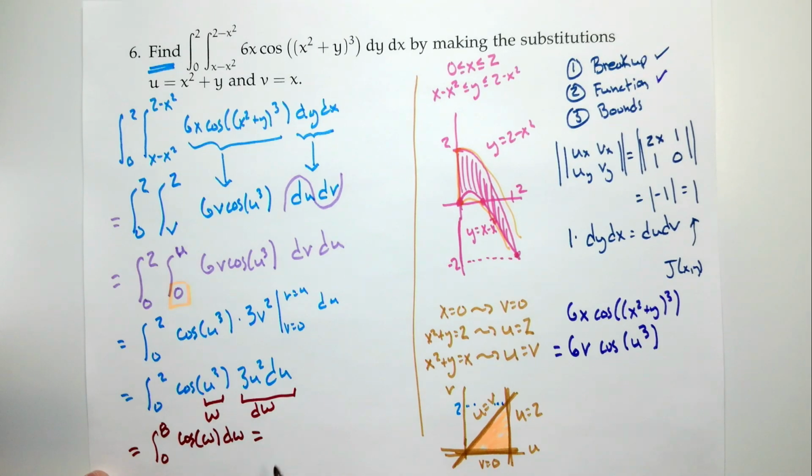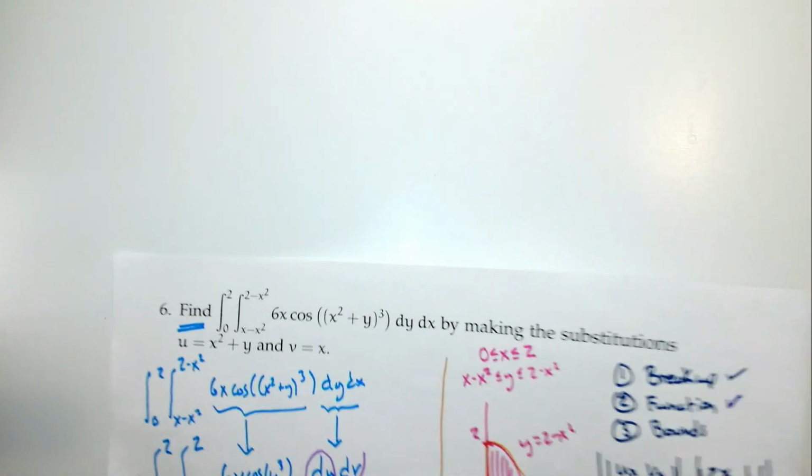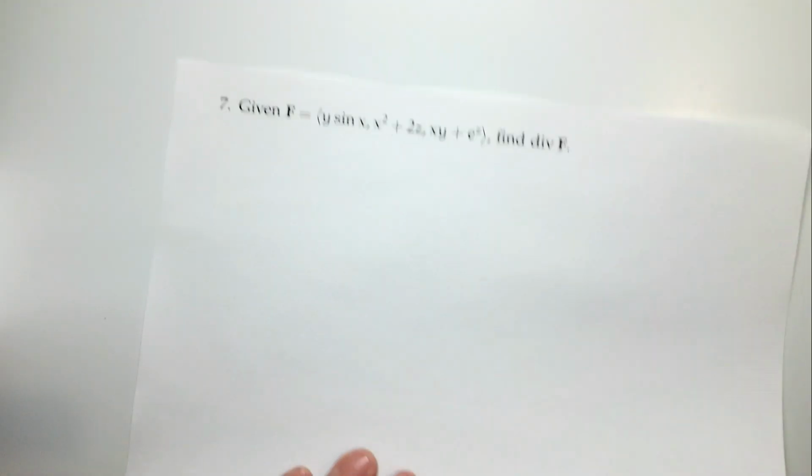Well, the integral of cosine is sine. So sine of w, evaluate from 0 to 8. Sine of 8 is sine of 8. And sine of 0 is 0. So that goes away, leaving us with sine of 8, which is the right answer. Wow, what a fun problem. Cool. Wow, man. I miss doing problems like these. They're a lot of fun.